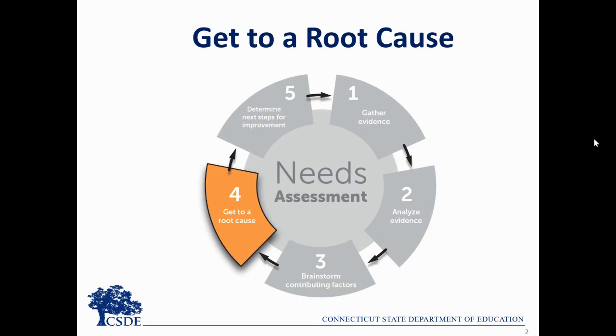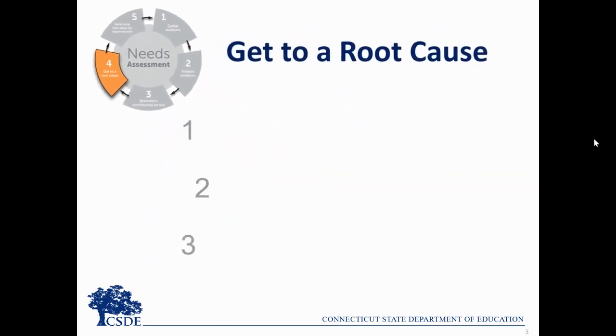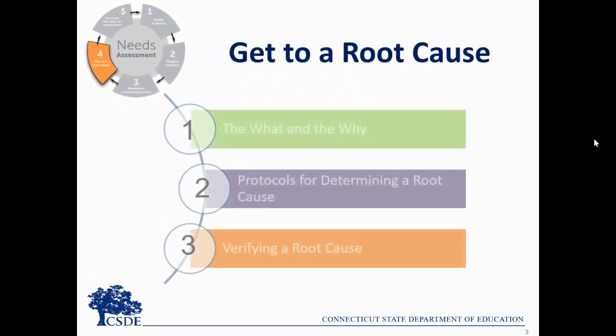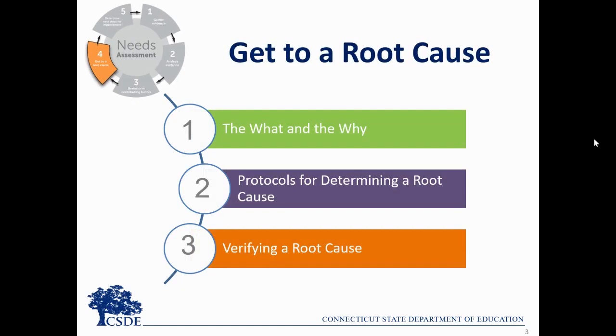Previously, your team has gathered and analyzed evidence to determine the greatest needs for your school or organization. In the previous step, your team brainstormed contributing factors that lead to the challenges and priority concerns. Now, you're ready to get to a root cause. As we move through this video today, we will begin with what a root cause is and why this is essential to improvement planning. Then we will examine protocols that support finding a root cause. Finally, we will look at how to verify the root cause, an important step because assuring we address a root cause will impact the success of our improvement strategies.